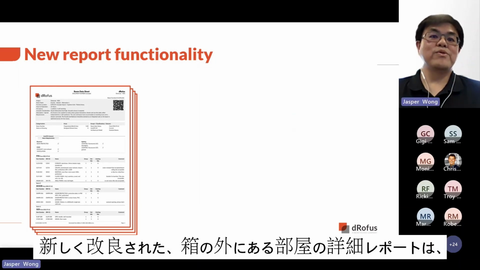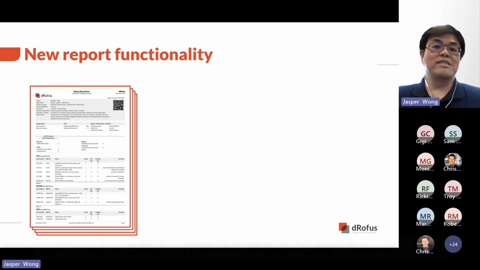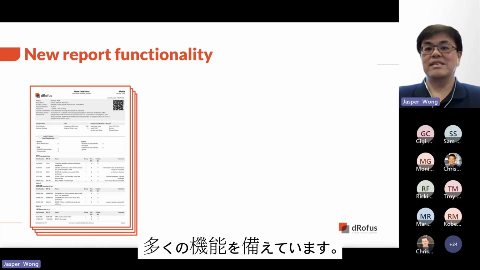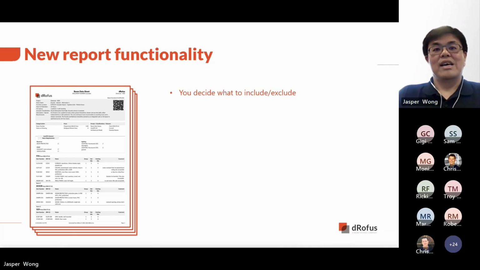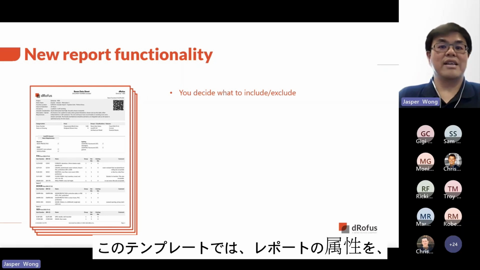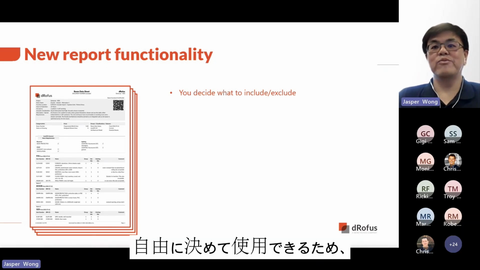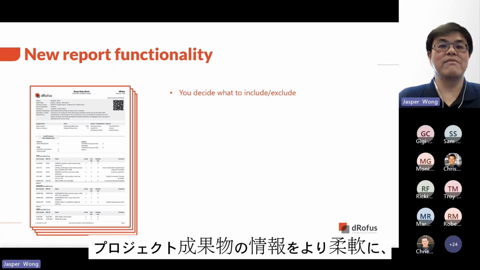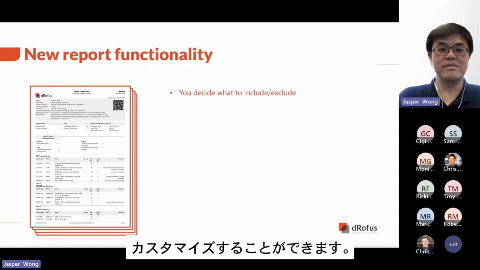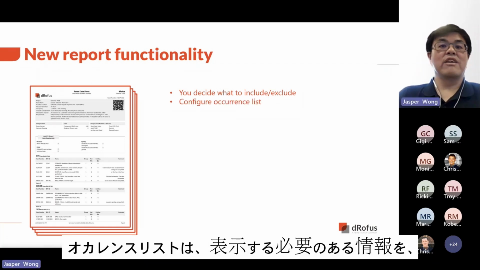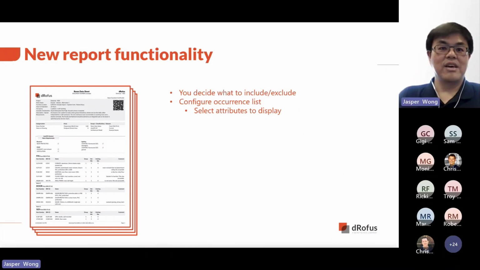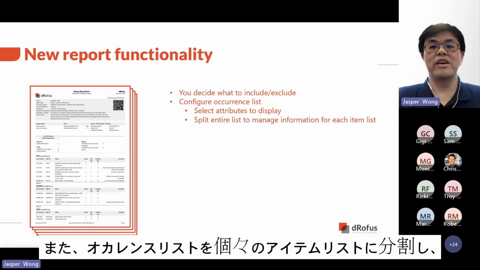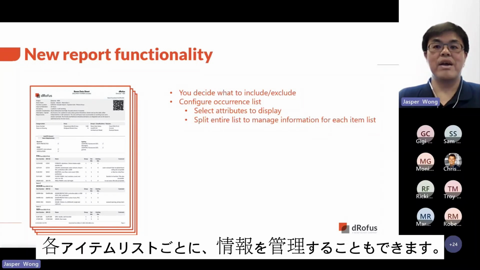The new improved out-of-the-box room details report has many functionalities. These are some of the key ones. This template allows you to decide and use any attribute in the report, giving you more flexibility to customize the information for your project deliverables. The occurrence list can be configured with the information you need to show. You can also split the occurrence list into individual item lists and manage the information separately for each item list.